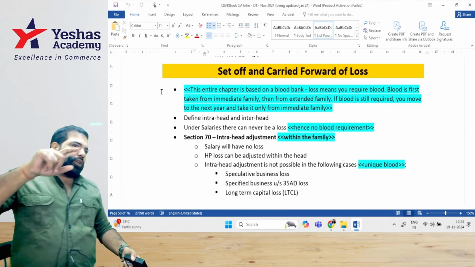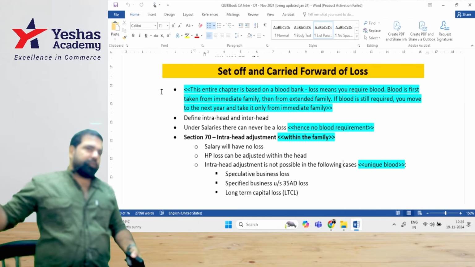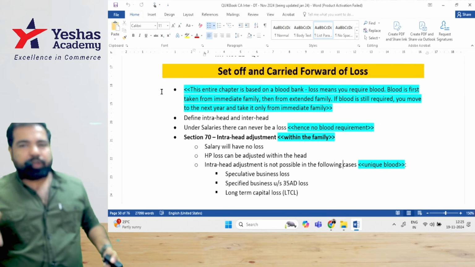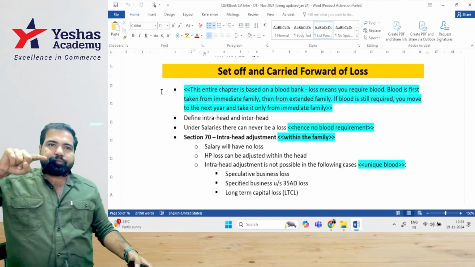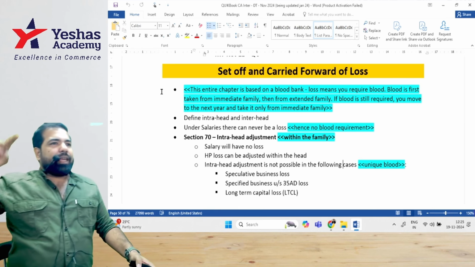Next, guys, there is an amount called UAD, unabsorbed depreciation. If my profit is 100 and my depreciation is 105, how much can I minus? So what does that 5 become? Unabsorbed depreciation. And can I carry it forward?